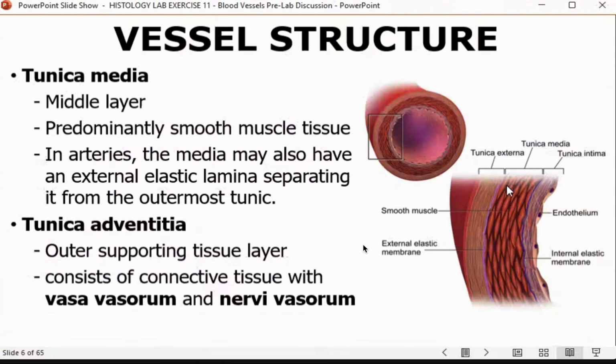The middle layer of the blood vessel is your tunica media. It's predominantly smooth muscle tissue. In arteries, the media may also have an external elastic lamina, as you can see here, separating it from the outermost tunic. And the outermost tunic is your tunica externa, or tunica adventitia. It is an outer supporting tissue layer. It consists of connective tissue alongside the vasa vasorum and nearby nerves.